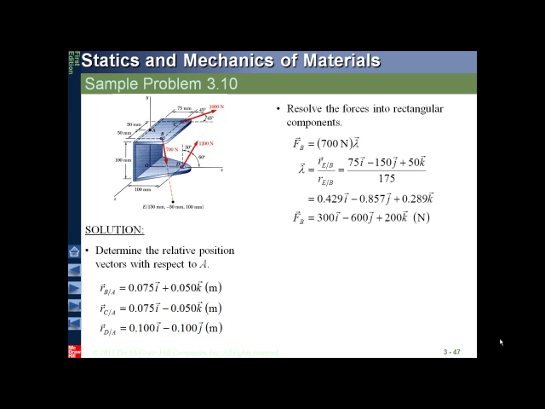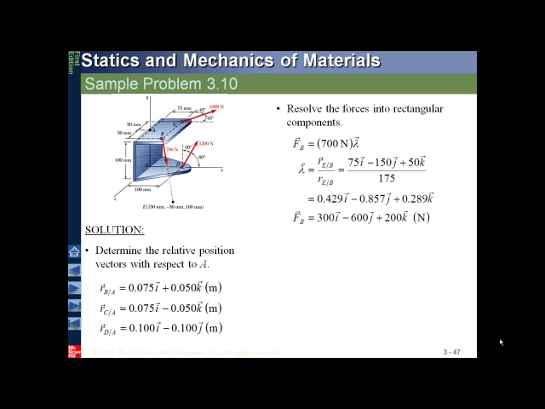So the unit vector is 0.429i, 0.857j, 0.289k, and you multiply that by 700. So the force vector at B is 300i minus 600j plus 200k.